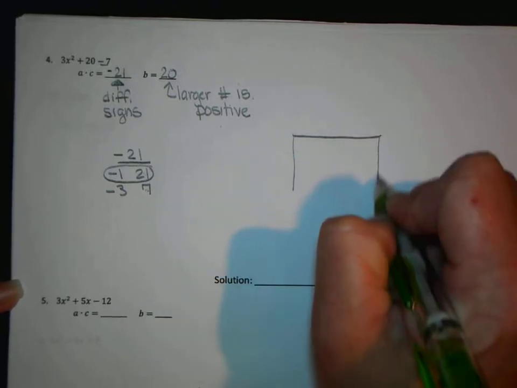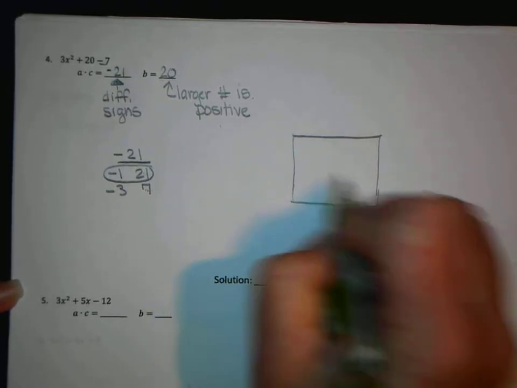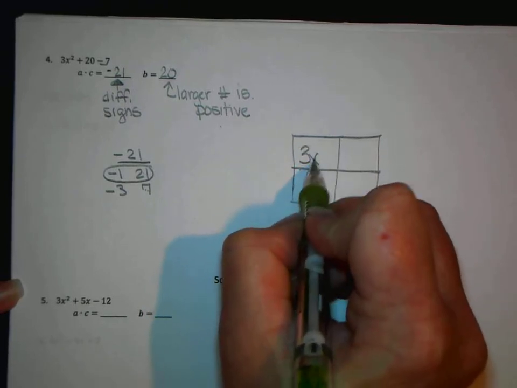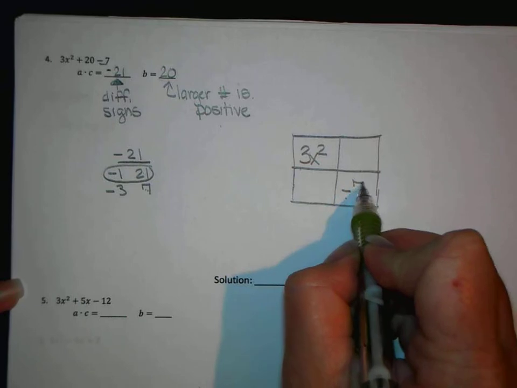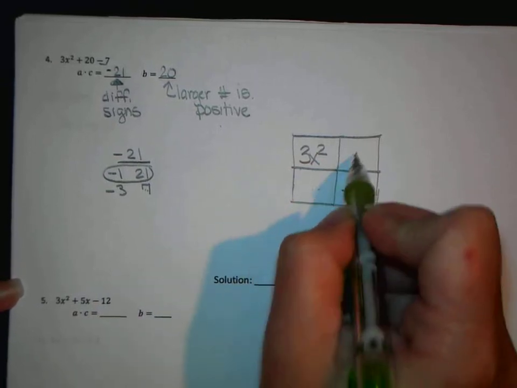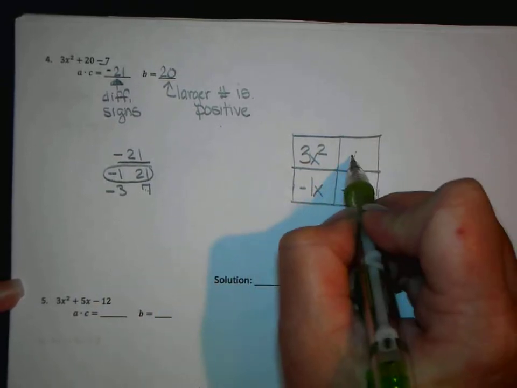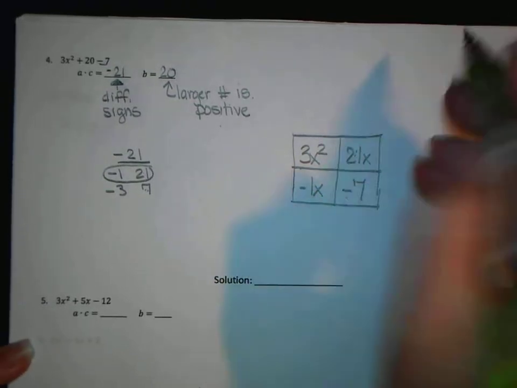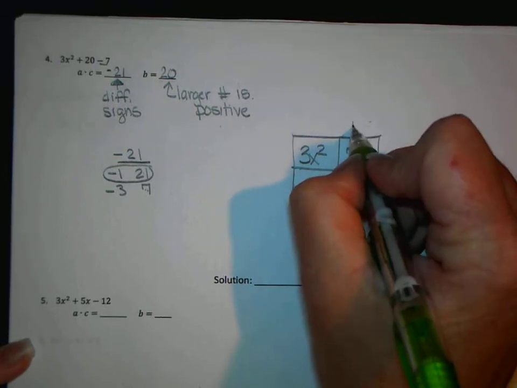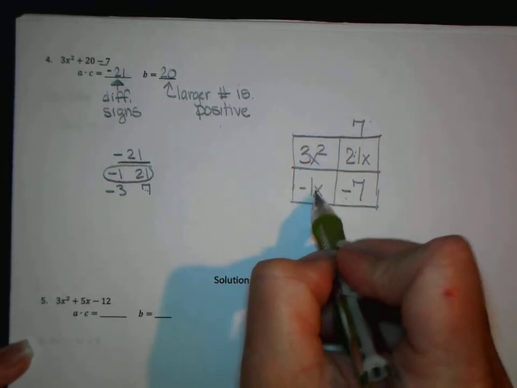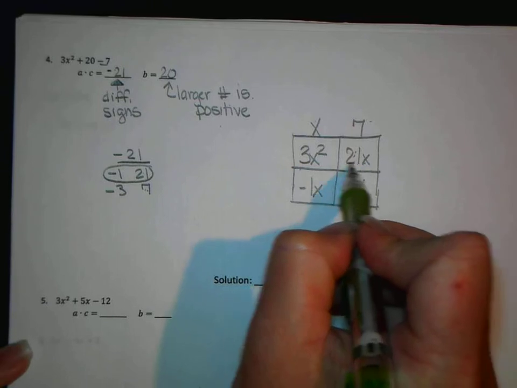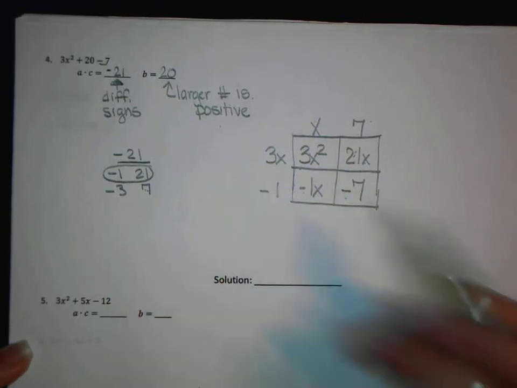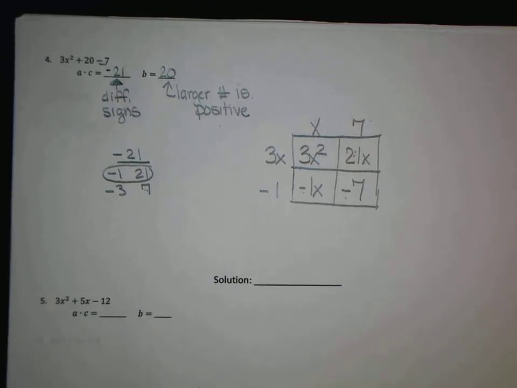Draw your box out. Lead term goes here, so 3x squared. End term goes here, negative 7. Split the two terms here, so negative 1x and 21x. Now start pulling out your GCFs. GCF here is 7. GCF here is x. GCF here is 3x. And GCF here is negative 1.